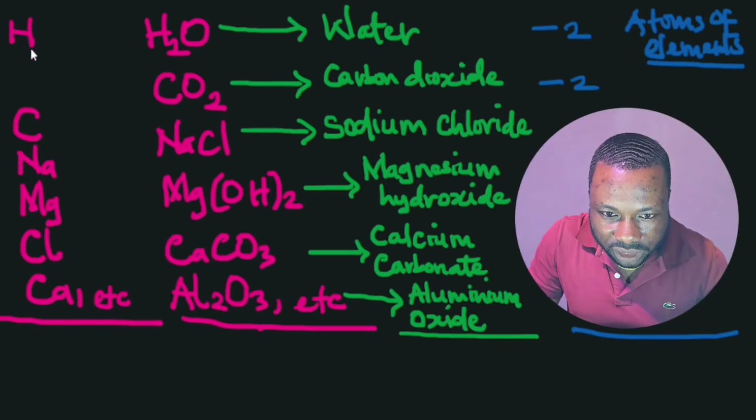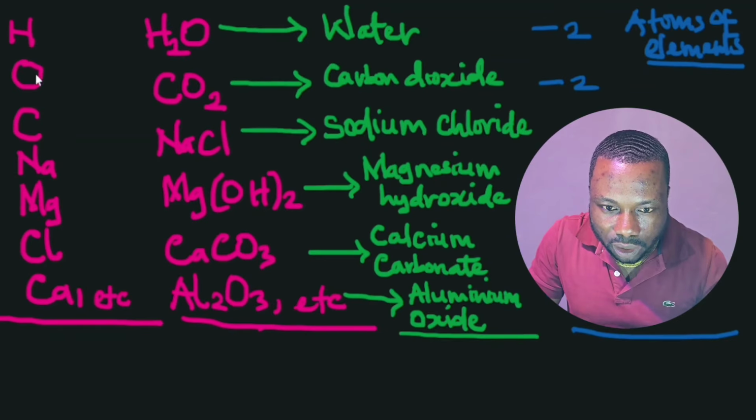But in whatever case, if one letter is chosen, it is written as a capital letter to represent the chemical symbol of an element or a chemical element. If two letters are used, only the first letter is written as a capital letter. So which means that if letter H is chosen as the chemical symbol of an element, it will be written as capital H. And if O is chosen, it will be written as capital O.